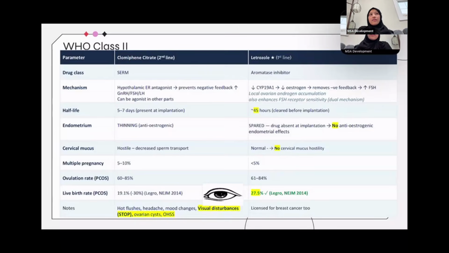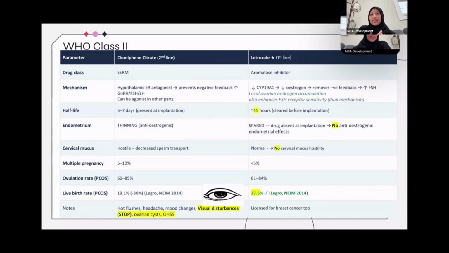So if we give letrozole during the first few days, it will be cleared from the body by the time the woman is pregnant. Does that make sense? Clomiphene citrate has a longer half-life, which means 5 to 7 days. It will likely be there if the woman does have ovulation and fertilization. At the time of implantation, this medication will still be there.